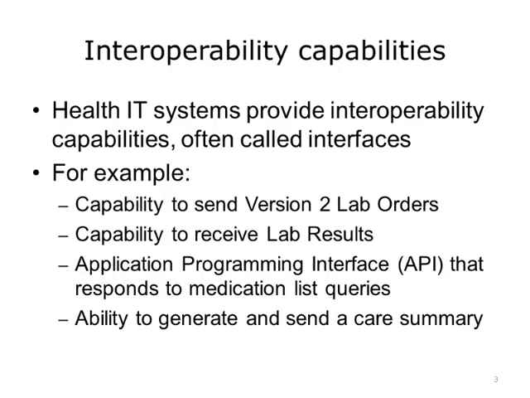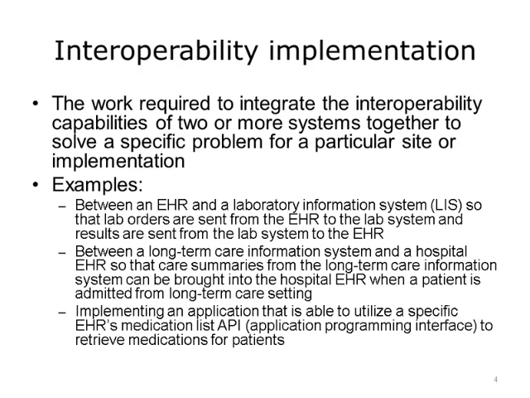An EHR might provide an application programming interface, or API, allowing other systems to query for patient medication lists. A health information exchange, or HIE, might provide the ability to generate and send a care summary that contains a patient's encounter information from multiple provider organizations. Implementing interoperability is the work required to integrate the interoperability capabilities of two or more systems to solve a specific problem for a particular site or implementation.